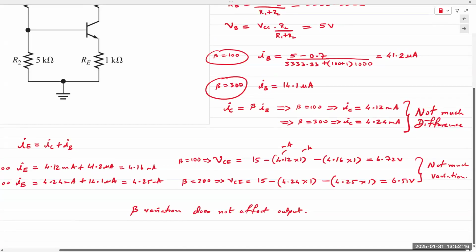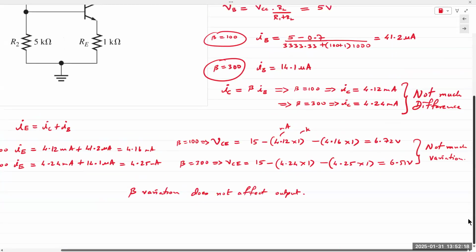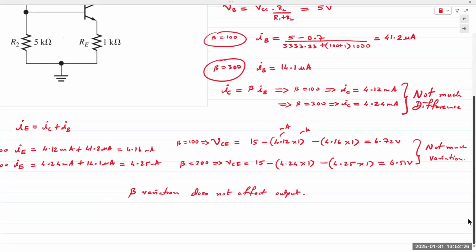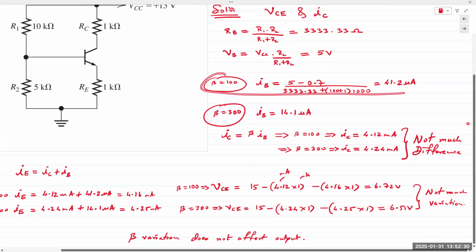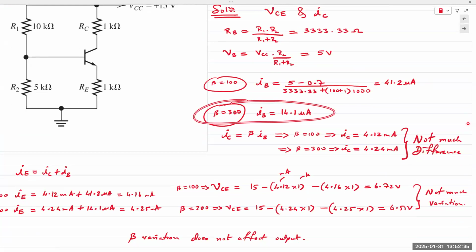Again, the purpose of this four-resistor bias circuit is to make it independent of the transistor beta value. So we can see when we plug in values of beta for IB, we obtain 41.2 and 14.1. So the higher the beta, the lower the IB. So when we go to find IC, which is a product of beta times IB, it balances out. And IC does not change much from transistor to transistor.